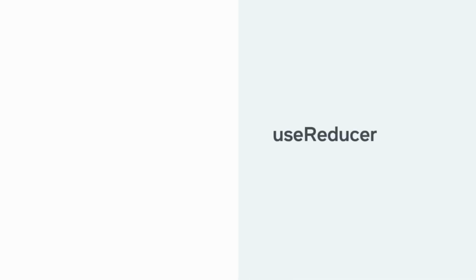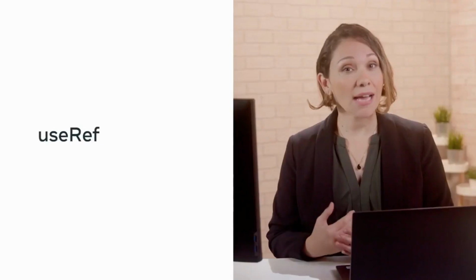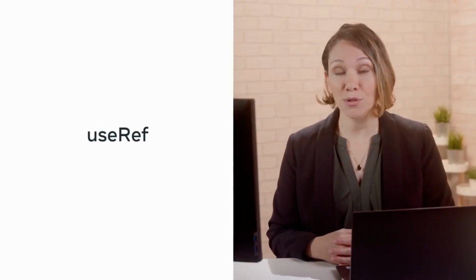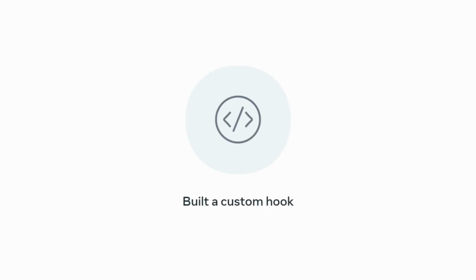You learned about the benefits of the useReducer hook and how it differs from useState, and how to access the underlying DOM with useRef. You then built your own custom hook, usePrevious.